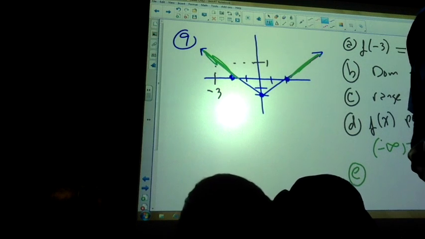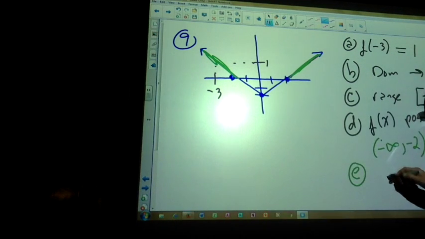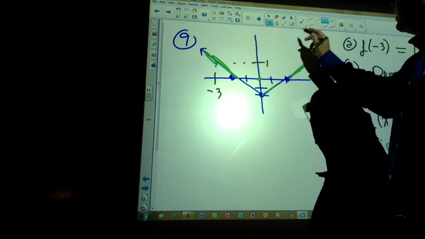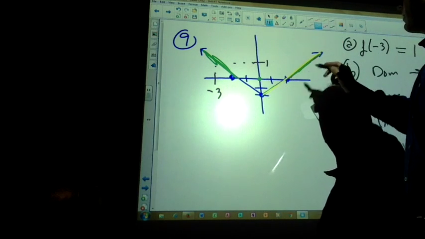Letter E. Where is it increasing? This one's harder to see because it's all straight lines. So where does this graph start going to the upper right? Where in the x direction? Where in the x? Zero. There you go. And it goes to infinity. So starting right here, this is creating us to have a positive slope.